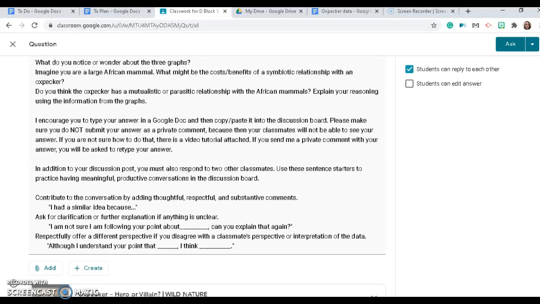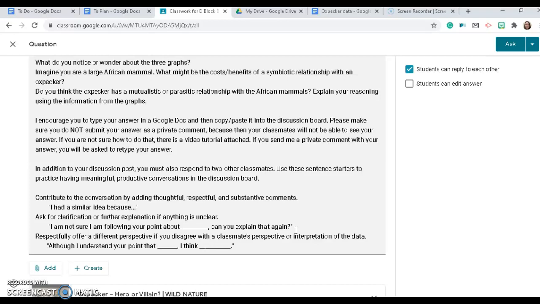In addition to your discussion post, you must also respond to two other classmates, and I provided some sentence starters to practice having meaningful, productive conversations in the discussion board. So, you can either contribute to the conversation by adding thoughtful, respectful, and substantive comments. So, for example, if you agree with someone, you can say, "I had a similar idea because." If someone says something that you would like clarification or further explanation on, you can say, "I am not sure I am following your point about blank. Can you explain that again?"